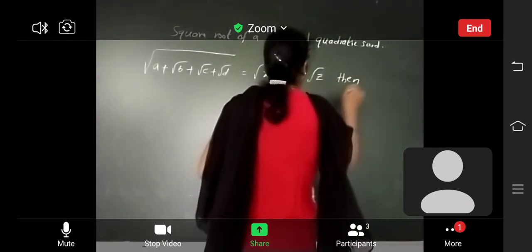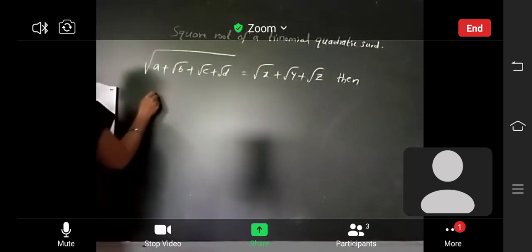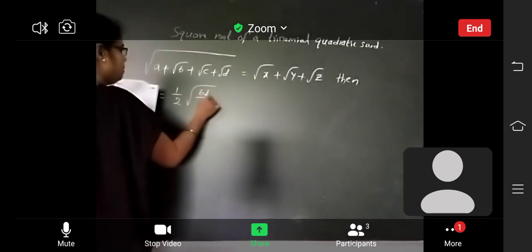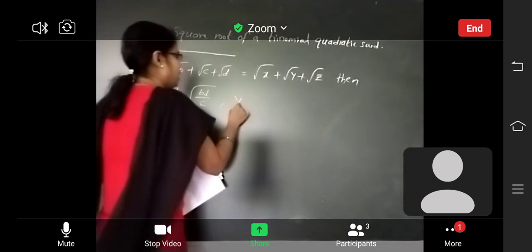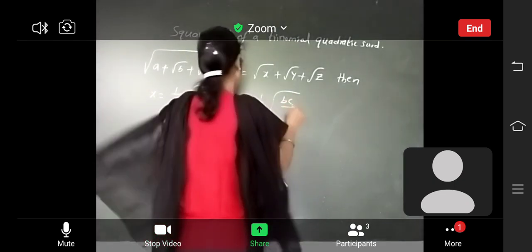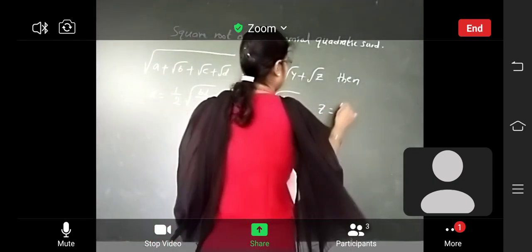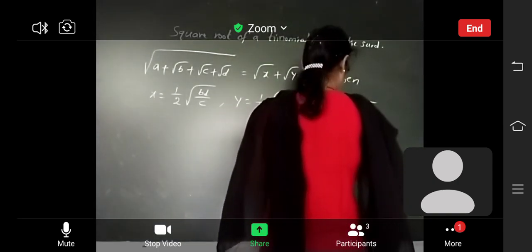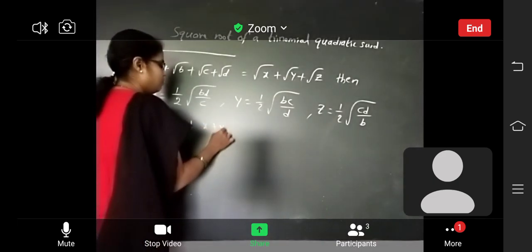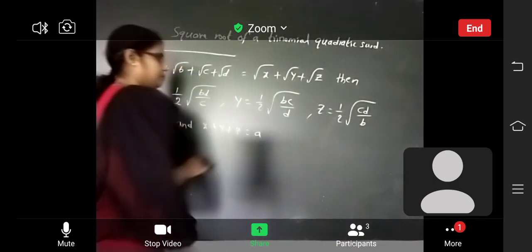Then what is x? x is equal to half square root of bd by c, and y is equal to half square root of bc by d. z is equal to half square root of cd by b, and x plus y plus z is equal to a.